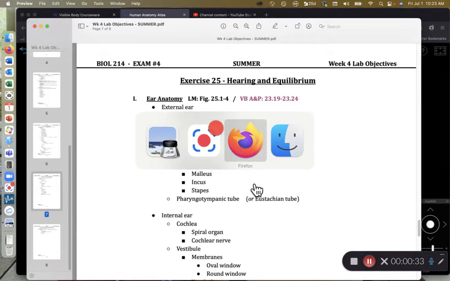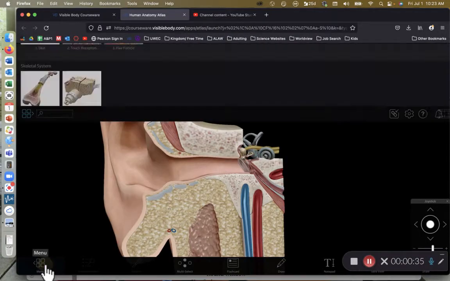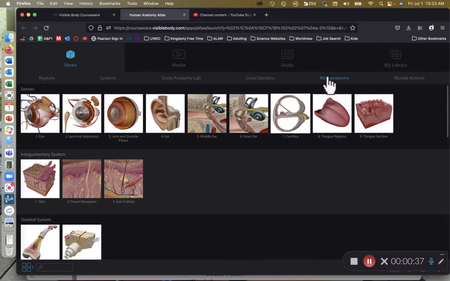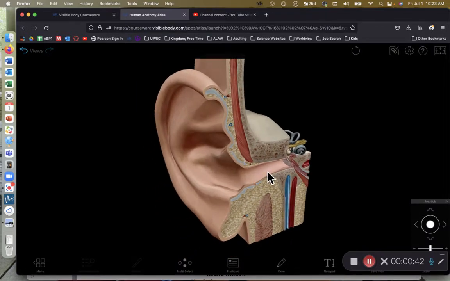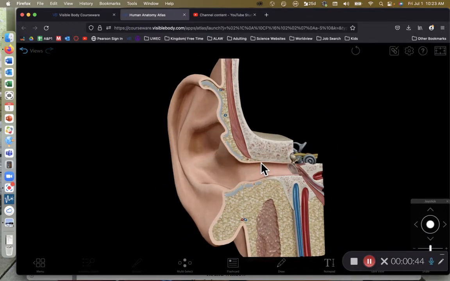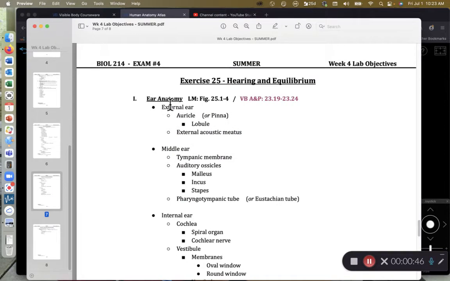And we can see these structures pretty nicely in Visible Body's Anatomy Atlas. So I'm just in the microanatomy view, and I'm just going to go ahead and click on ear. So let's dive into it. While we're looking at our lab objective sheet, we have the external ear to start off with.